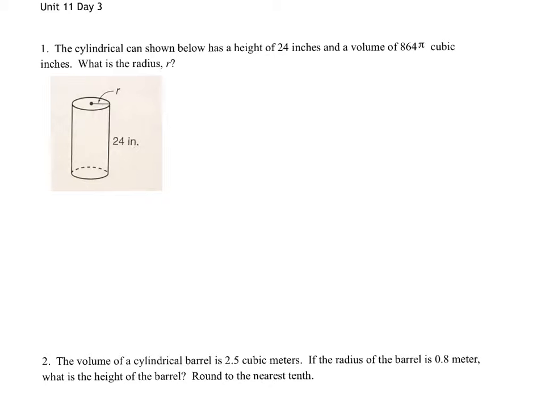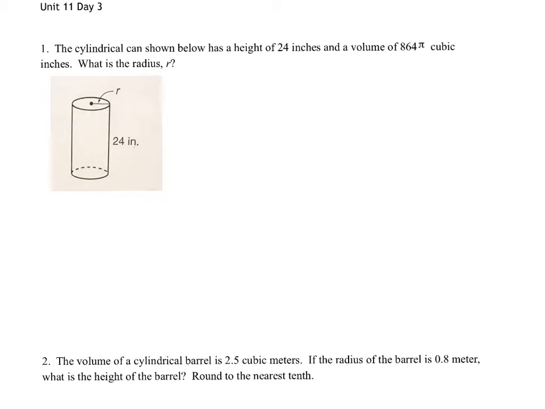The difference today is we are giving you the volume. It says here that we have a cylindrical can shown below. It's got a height of 24 and a volume of 864 pi. So we're giving you the volume here. We want to know what's the radius.